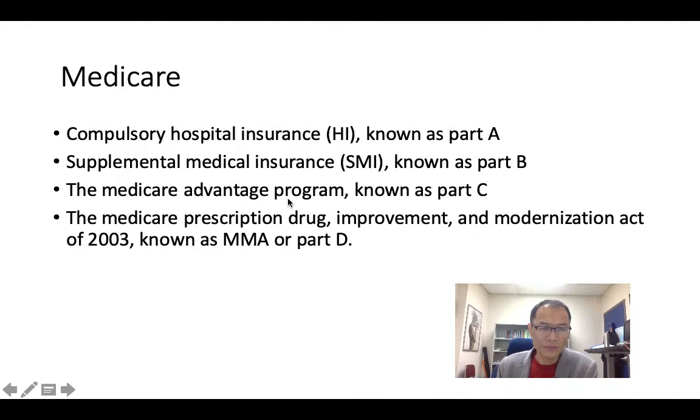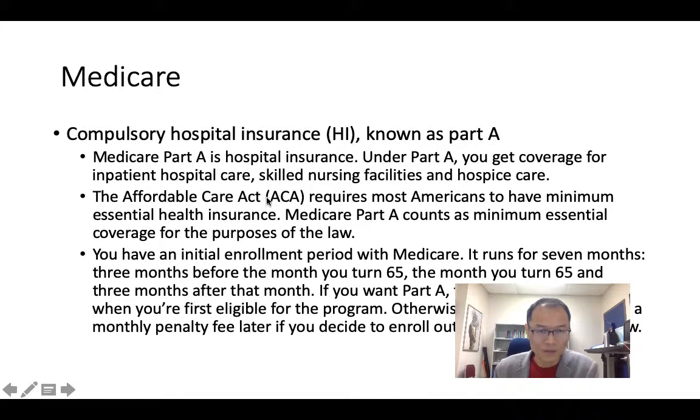Okay, so there are a few major programs. The whole healthcare system is really complicated, so I'm just going to follow the chapter and give you a brief overview on both Medicare and Medicaid. Medicare has 4 different coverages or different parts: compulsory hospital insurance, supplemental medical insurance, the Medicare Advantage program, the Medicare prescription drug program. So this is Part A, the HI.